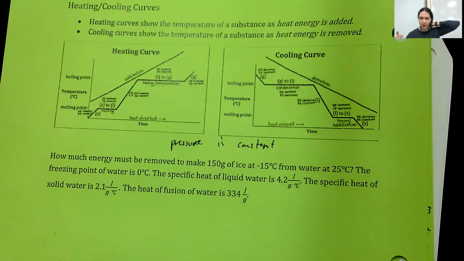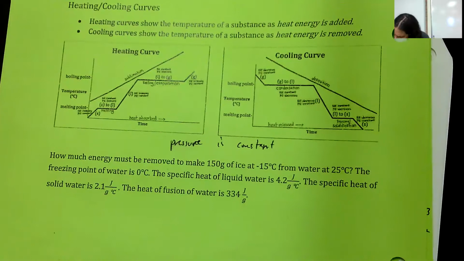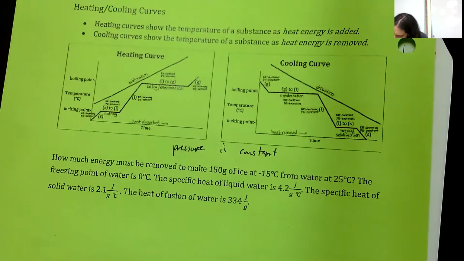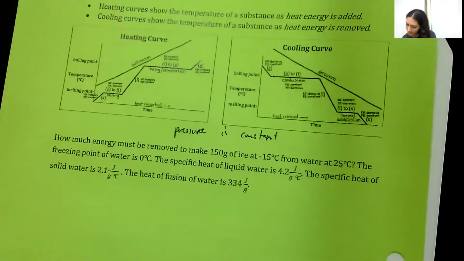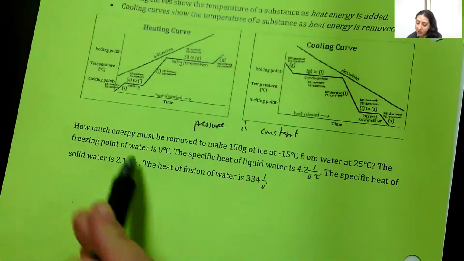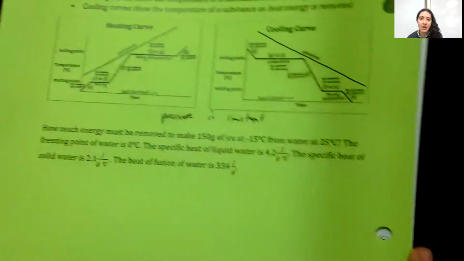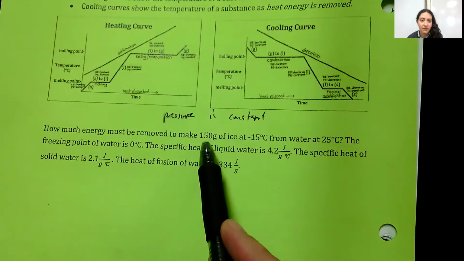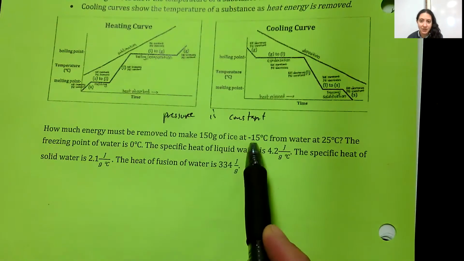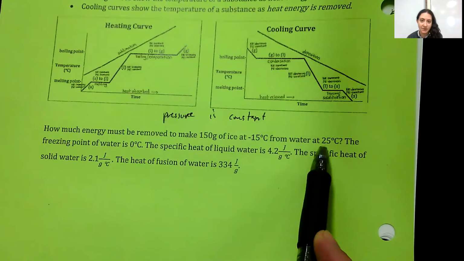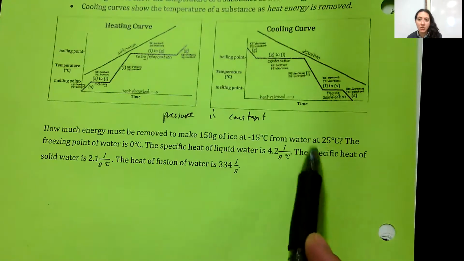Okay, so let's take a look at one of these problems. I've got two of them. Excellent. Okay, so how much energy must be removed to make 150 grams of ice at negative 15 degrees Celsius from water that is at 25 degrees Celsius? So let's do this.